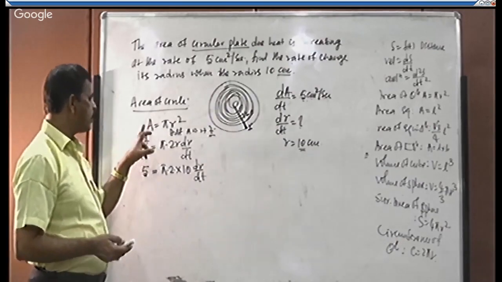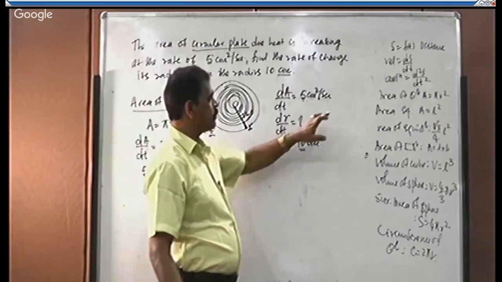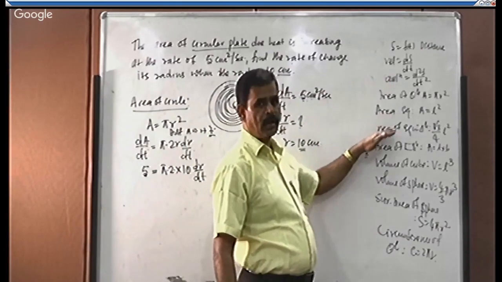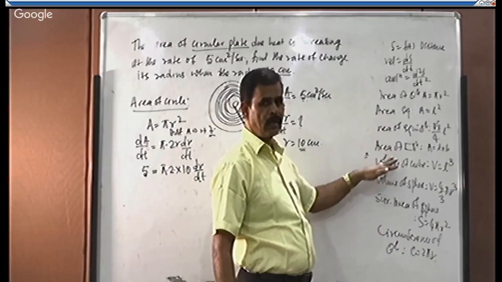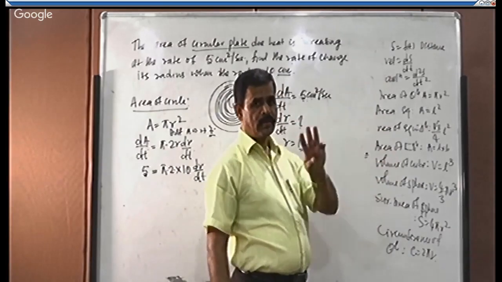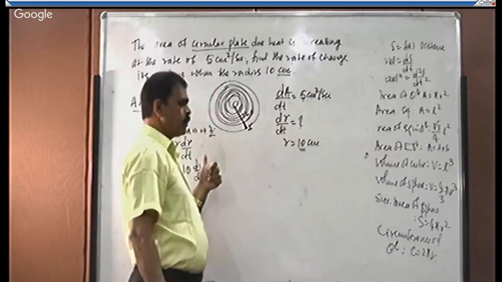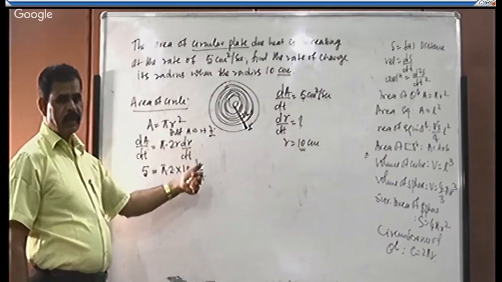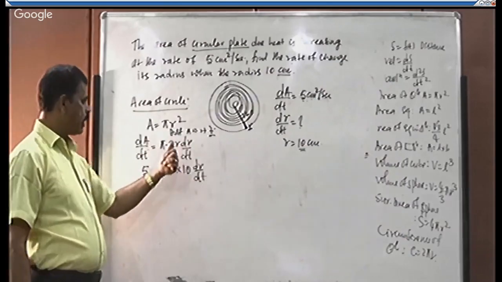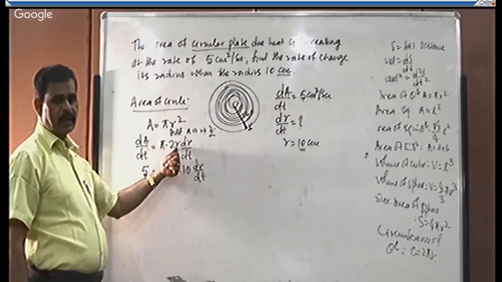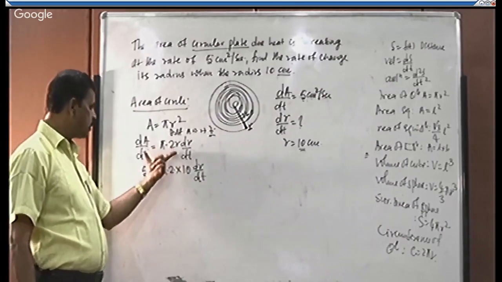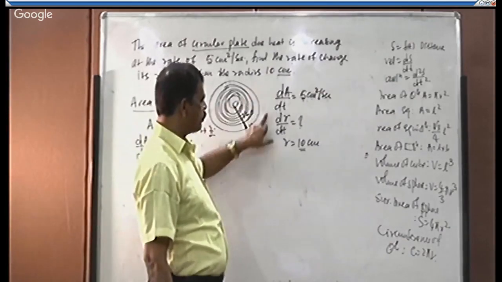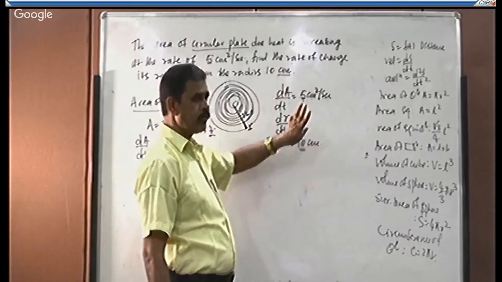Listen to me carefully. In all these things, area of circle, area of square, area of equilateral triangle, rectangle, volume, other things, three quantities will be there. One is rate of change of area, rate of change of radius or each side, and the radius or side. Among these three, two will be given. See, these are the three variations.